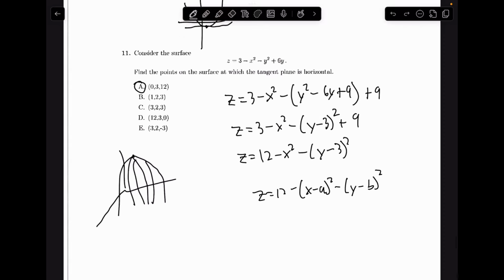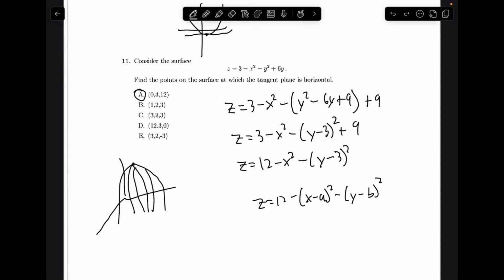You could also have done this using the regular tangent plane method, or finding the max of this paraboloid. But why would you complicate it when you can do it the easier way? I think this way is just so much easier. But yeah.